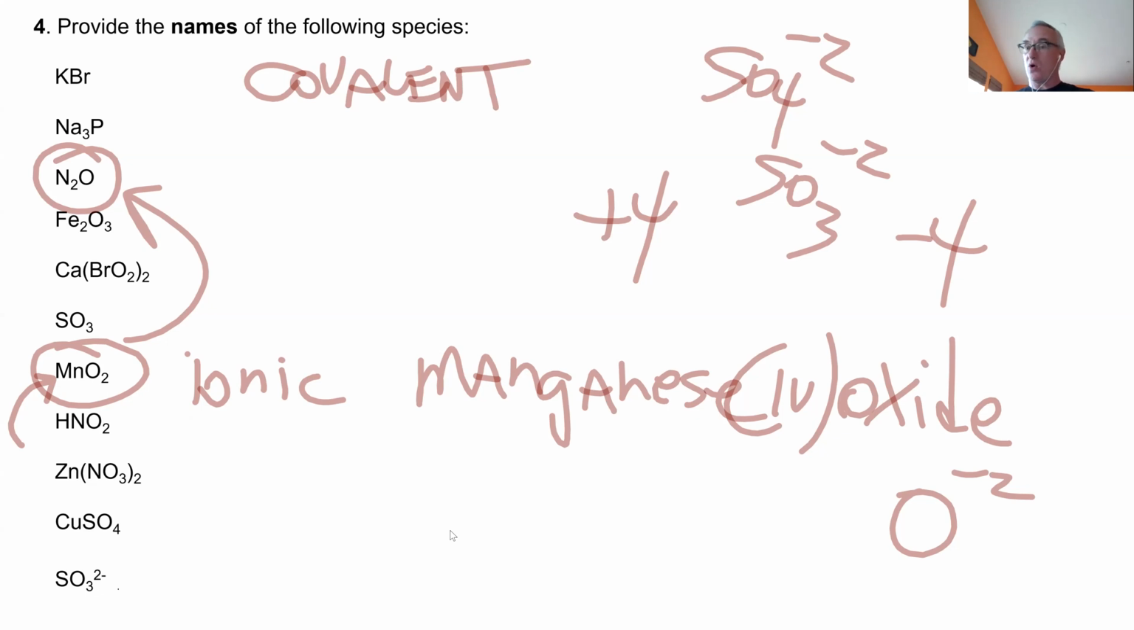Now N2O, none of them are ionic. And so we just can't say nitrogen oxide. That's not enough information because we don't know how many nitrogens and we don't know how many oxygens. So in this particular situation, in a covalent compound, you have to name how many. And instead of using a number, we use a prefix this time. And so we would call it di for 2. Nitrogen oxide.